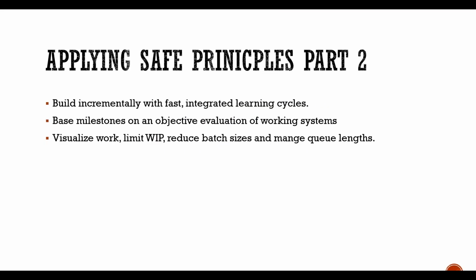So in today's agenda, the SAFe principles part 2, we have the next 3 principles: build incrementally with fast integrated learning cycles; base milestones on objective evaluation of working systems; and visualize work, limit work in progress, reduce batch sizes, and manage queue lengths. That is our 3 principles, so that is the agenda for today. And how can we apply this in our organization context, and what do these principles mean?